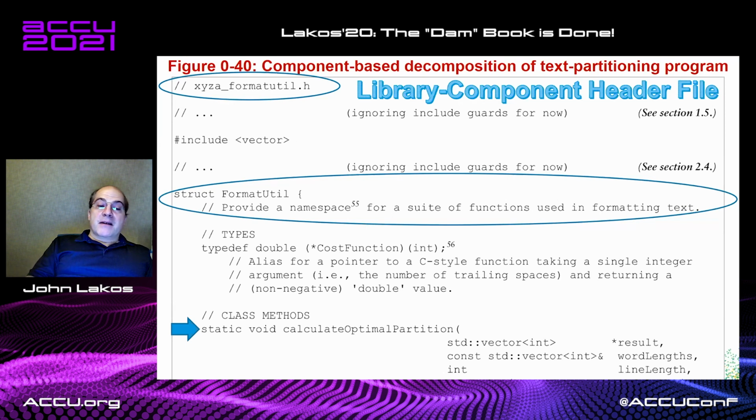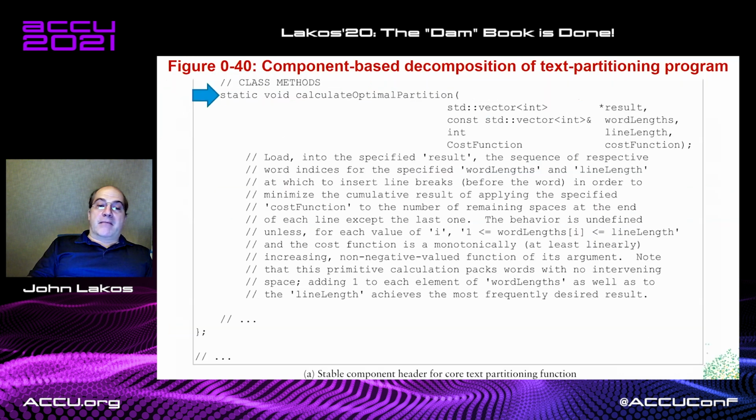We have this class method called calculate optimal partition. This method is a static method of a struct, and it has 4 parameters. The output is the first one, which is the result, and it's a vector of indices where I'm going to add new lines. Notice that I have a vector of word lengths. I don't care what the word is. I just want to know what its length is. I also want to know what the line length is, and I want to know what the cost function is. And if you were at Vittorio's earlier talk, he talked about higher level functions. And here's a function that takes another function. So it's a higher level function. It's just a callback, but it still does what it needs to do.